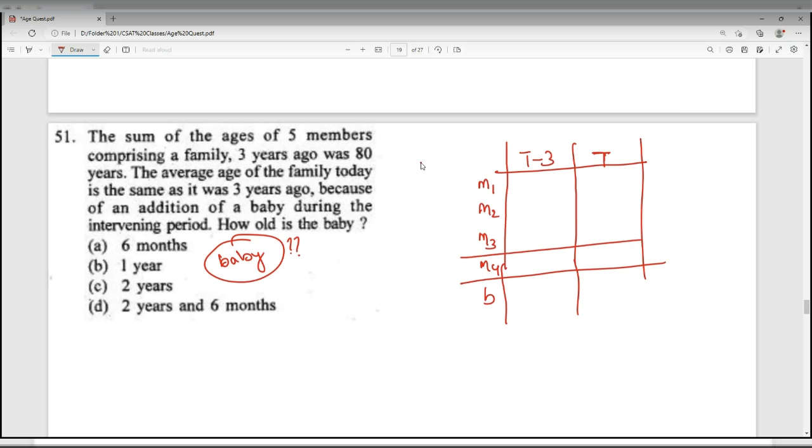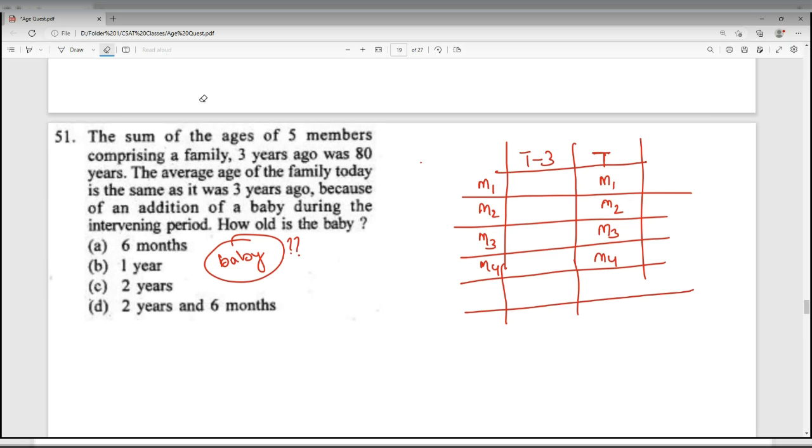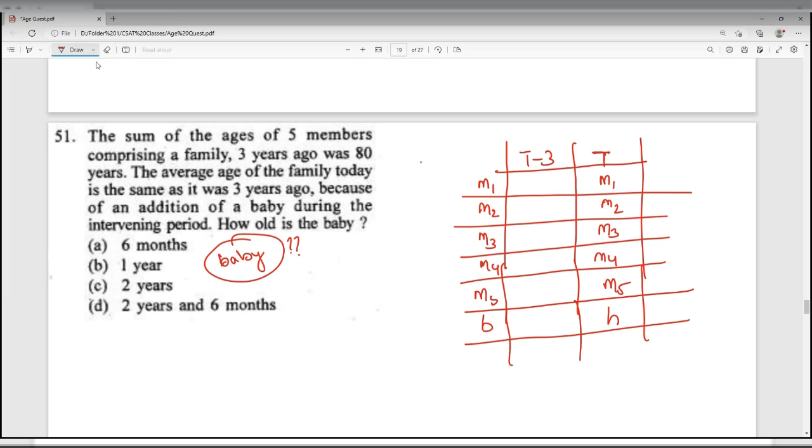Okay. So baby is here. Let this be M1, M2, M3, the current age of these 4, or sorry, this has to be M5. There are 5 members, M5 and then the baby. So we have the baby here, and let this be B. So what they're saying is 3 years back, the baby was not there. So only these members were there.